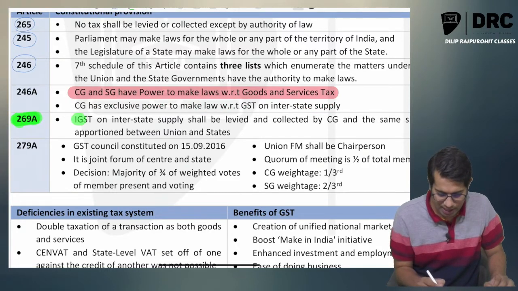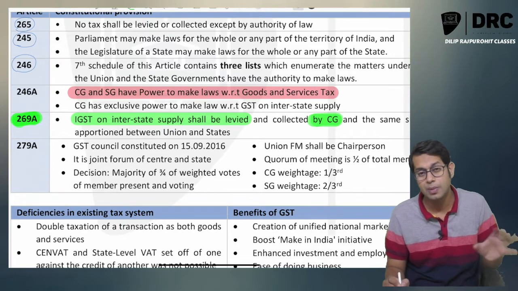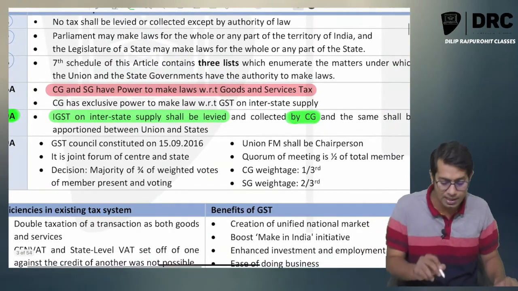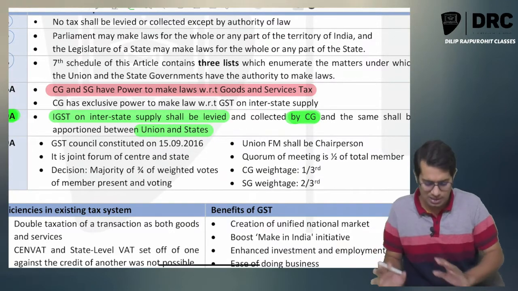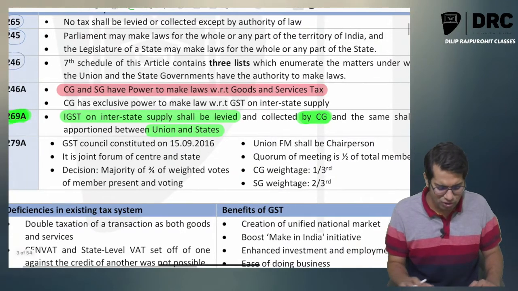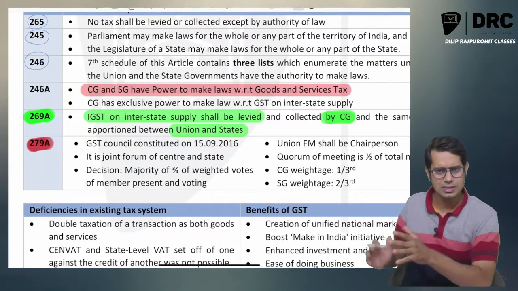What does it say? IGST will be collected on interstate supply. It will be levied by the central government. It will be levied by whom, sir? Central government. And that IGST will be distributed by the central government to the central government as well as the consumer state. And there was one more article, Article 279A, about which we'll discuss at the end.